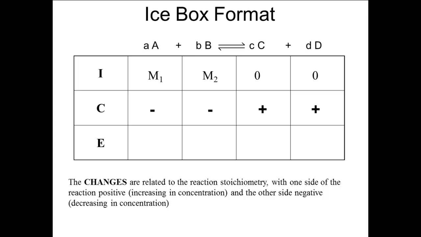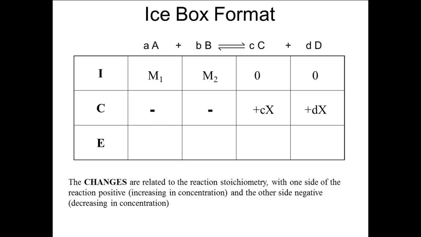Remember that the balanced reaction gives the relative amounts of each reactant and product. The reaction says a molecules of A react with b molecules of B to produce c molecules of C and d molecules of D. If we define x as the change in concentration for a coefficient of 1, then the change in concentration of C is plus cx. The change in concentration of D is plus dx.